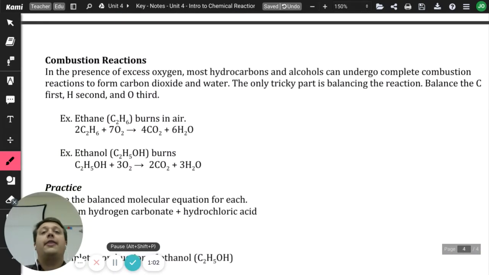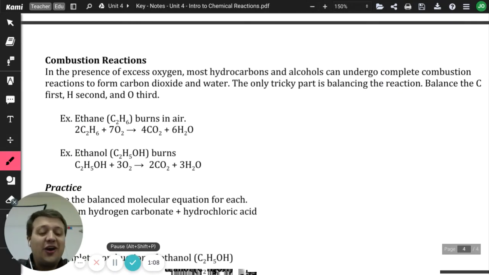So that is it for single replacement. Let's move on to our combustion reactions. All right, so the very last type of reaction is combustion. And remember, combustion is going to be taking a hydrocarbon, which is going to include carbon, hydrogen, and sometimes things like nitrogen or oxygen or phosphorus.